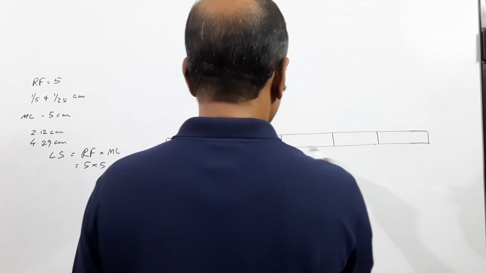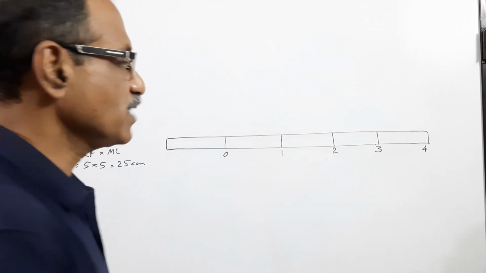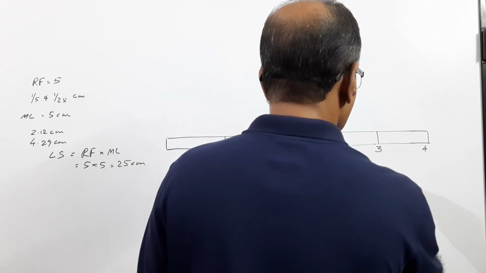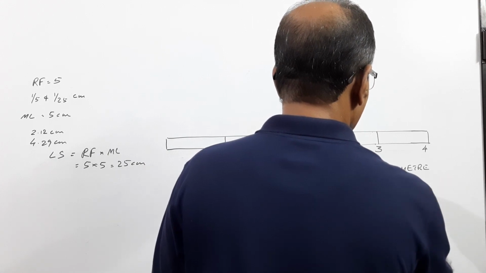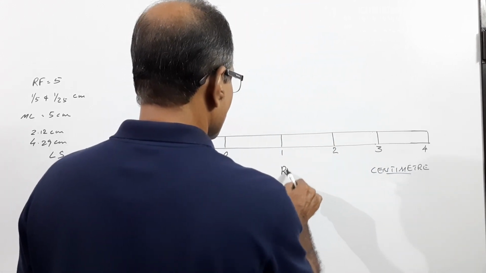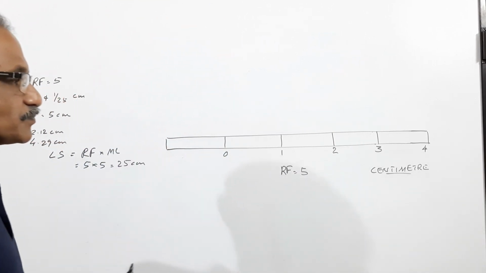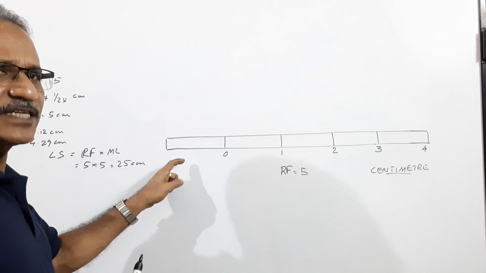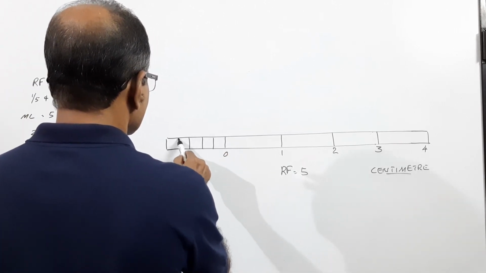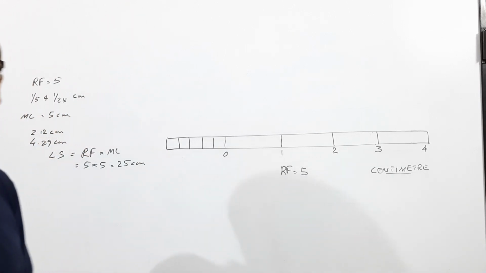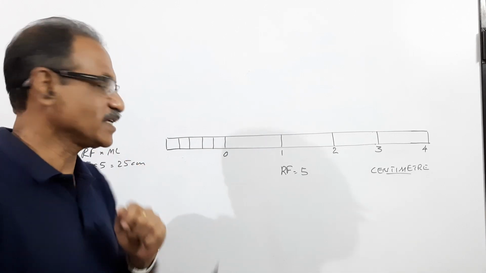Zero, 1, 2, 3, 4. What's the unit? Centimeters. RF 1 by 5. I divide this into 5 equal parts. What is each division? Each division is 1 by 5th of a centimeter.